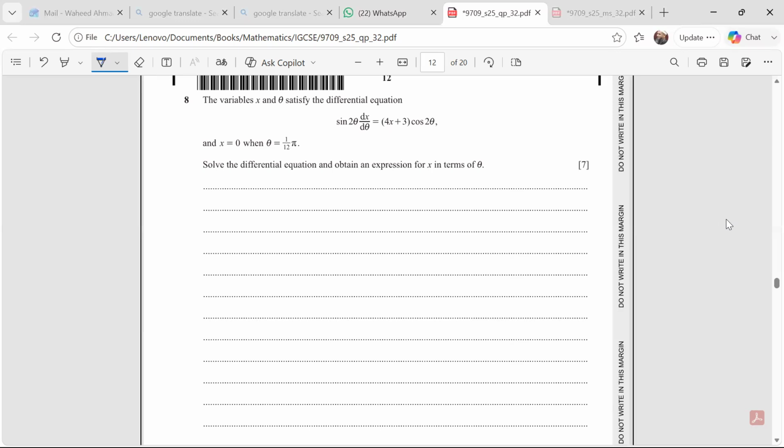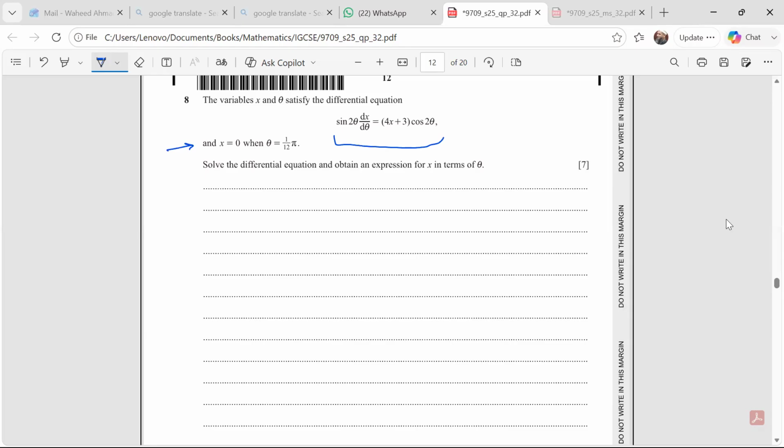Here we are given a differential equation. What is a differential equation? It contains the derivative of some variable. You can see that we have a differential equation, and this is our initial or boundary condition, as we call it, and we have to solve the equation.